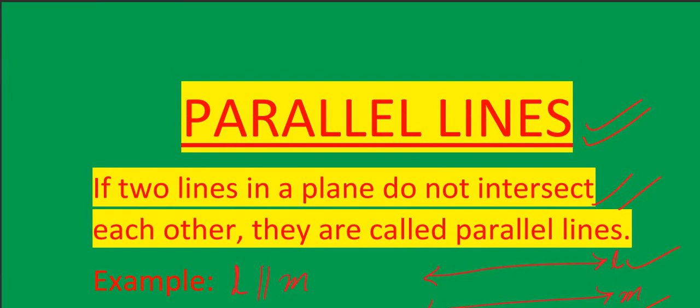In this chapter, construction is also there. That means only two types of construction are given. One is to draw a line segment and divide it into equal parts, or the second one is to draw a line segment and divide it in a ratio. So in this video we will also cover this.